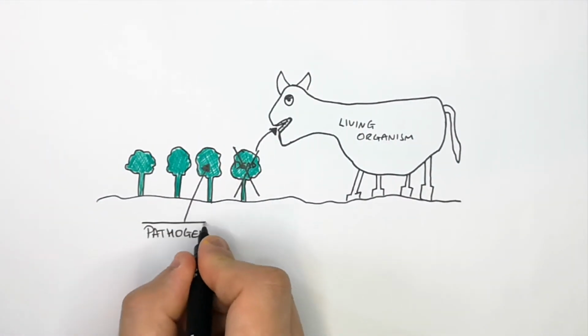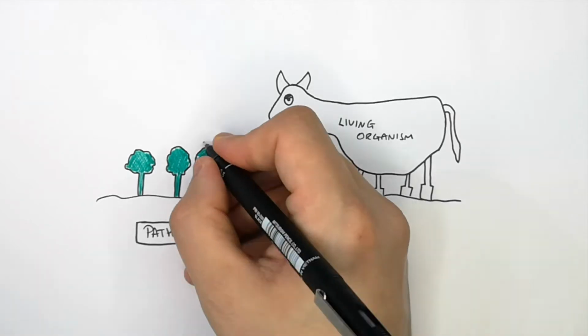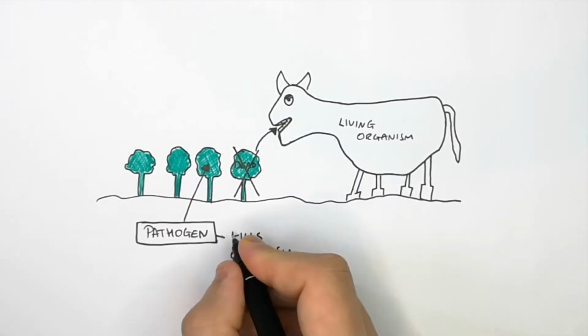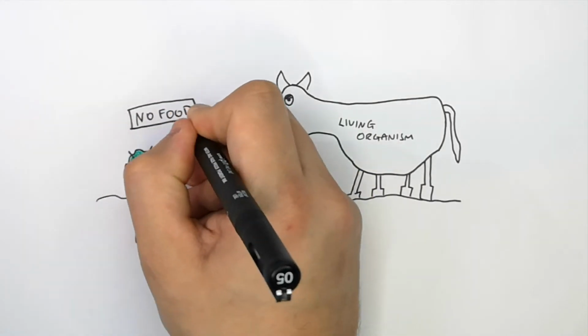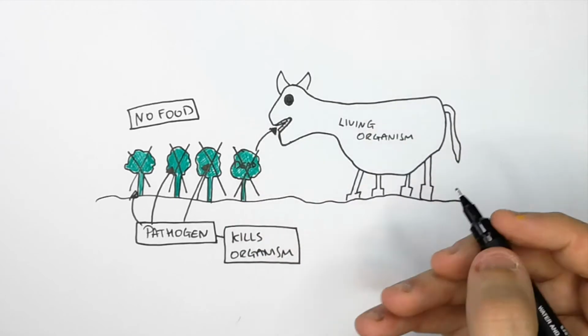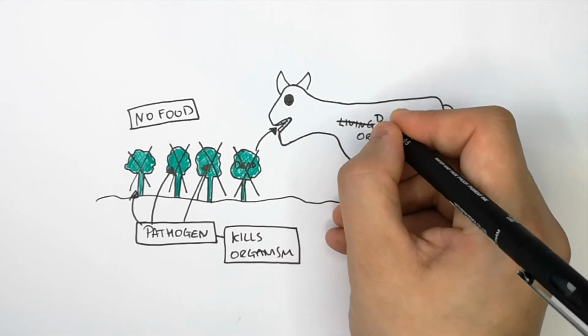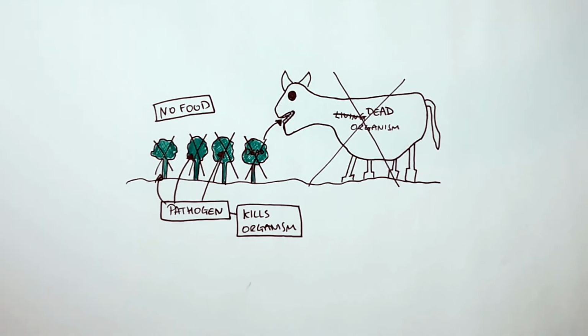Pathogens are another example of a biotic factor, as they are living organisms that affect other organisms within an ecosystem. In this case here, the pathogen will kill the plant vegetation. So if there is therefore no food for the animal, that means a lack of living organisms will affect the animal. If there is no food, that is a biotic factor affecting the animal.